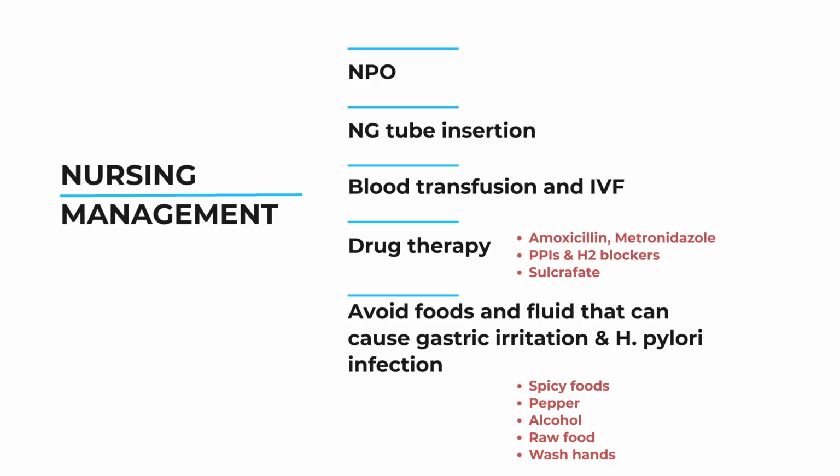Also, encourage your patient to avoid raw and uncooked food and wash their hands with soap when preparing food to prevent H. pylori infection. Lastly, educate your patient to consult their doctor or go to the emergency department if they develop any worsening epigastric pain, GI bleeding, and low blood pressure.